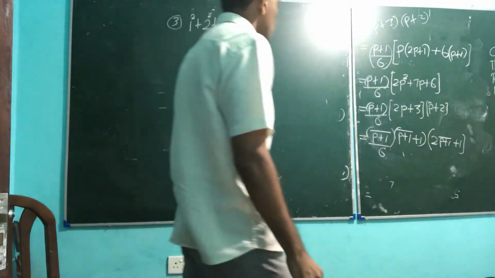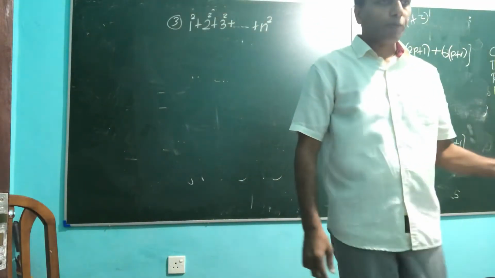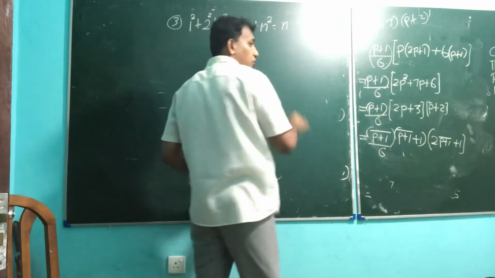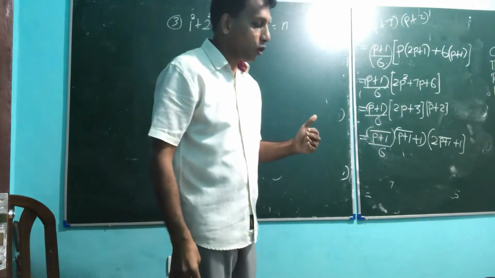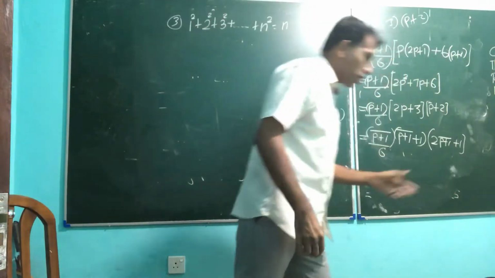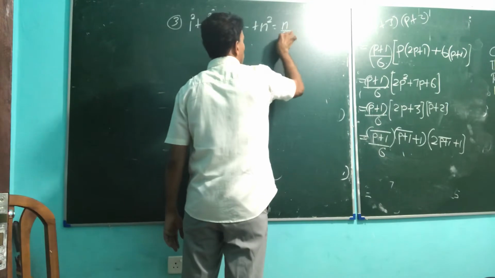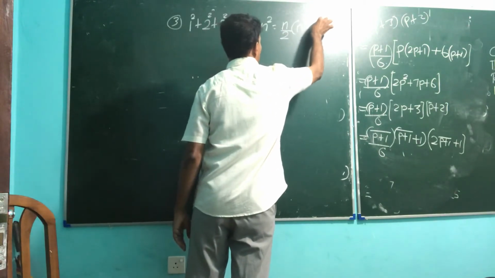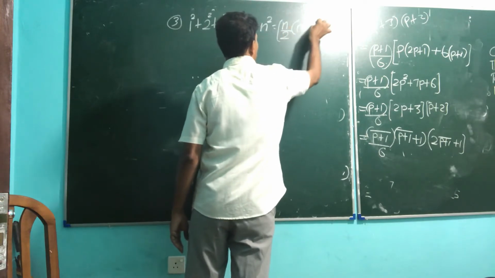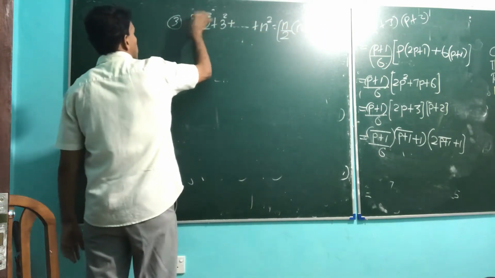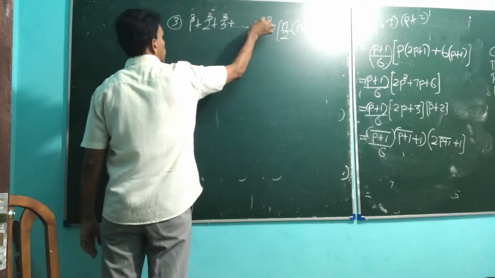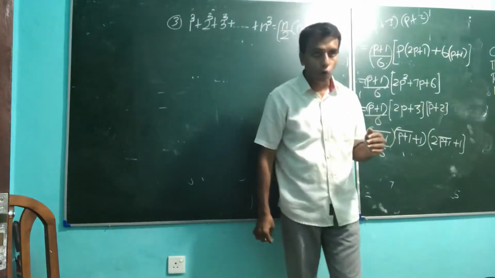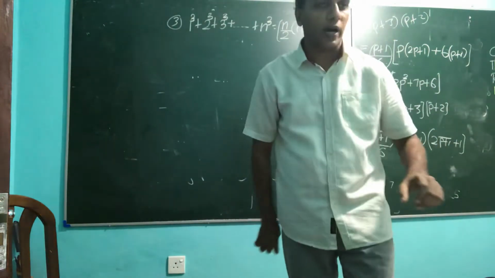1 square plus 2 square plus 3 square up to n square, the answer is n square by 4 into n plus 1 all things square. So here, shown like that, n by 2, n plus 1, this is cube, I missed this cube. 1 cube plus 2 cube plus 3 cube plus n cube, the answer n square by 4, n plus 1 all things square, right?